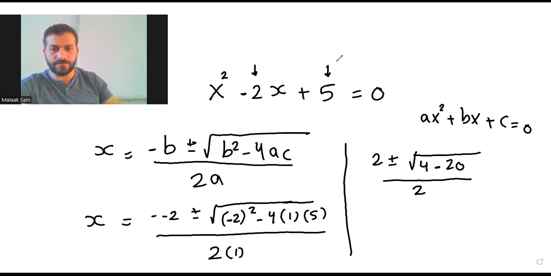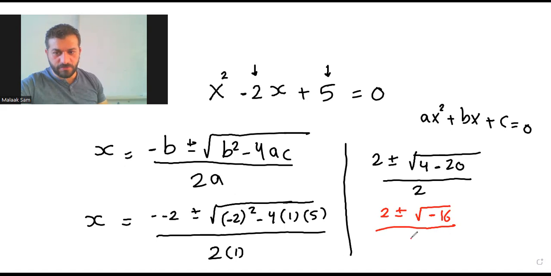So we have 2 positive or negative the square root of negative 16, because 4 minus 20 is negative 16, divided by 2. Now we have the square root of negative 16. This is the problem.